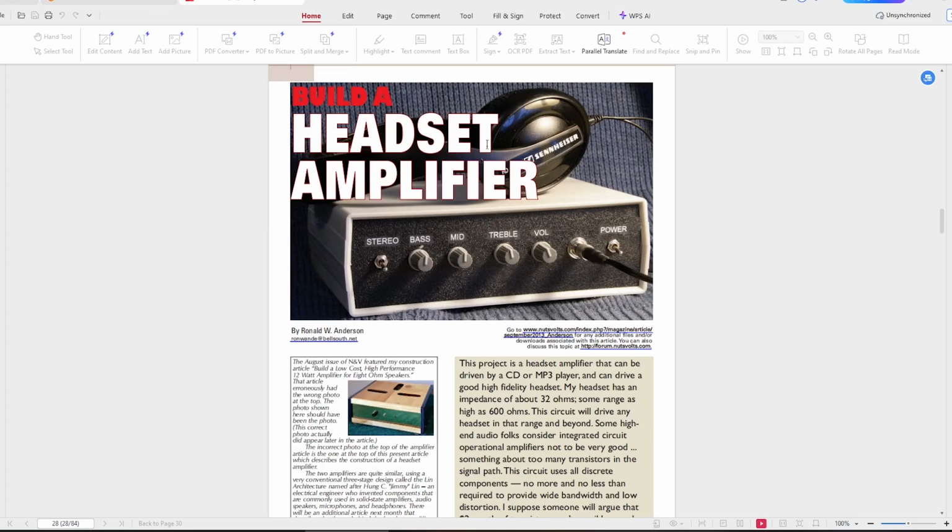Now we ignore the picture here because according to this text down here, this is the picture that should have gone with this, and this picture was supposed to go with the last article published in the August edition. Anyway, I've linked in the description the PDF to this, which is freely available. You don't have to pay for it. So you can check out the project. It's on page 28, and there's other stuff in there you may find interesting as well.